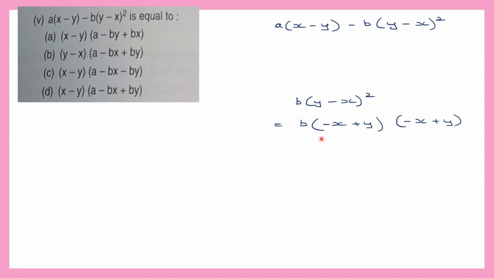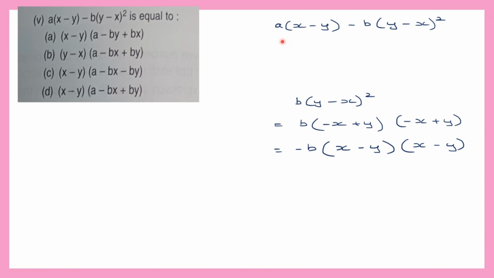Now what else is common? I can see minus common, isn't it? So I'm going to put that minus here, along with b. So this becomes minus b. When this becomes minus b, the minus sign from here has come out. So this will become plus and this will become minus, so that I get back this. So this is plus x and this becomes minus y. Similarly here, plus x minus y, because I have taken the minus sign out. So now I've got x minus y in the same format as this.